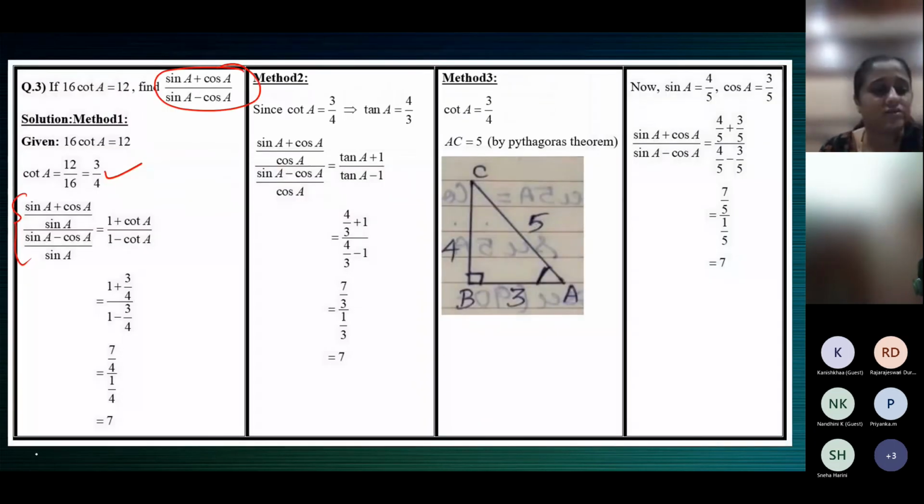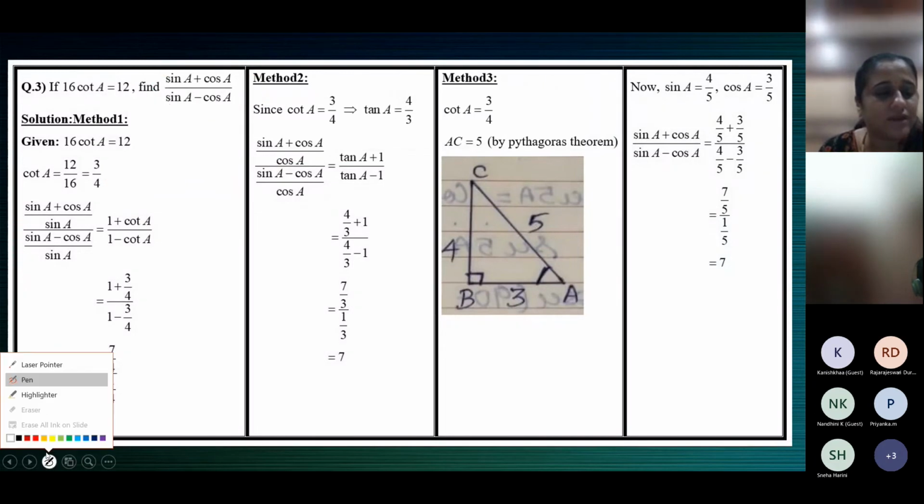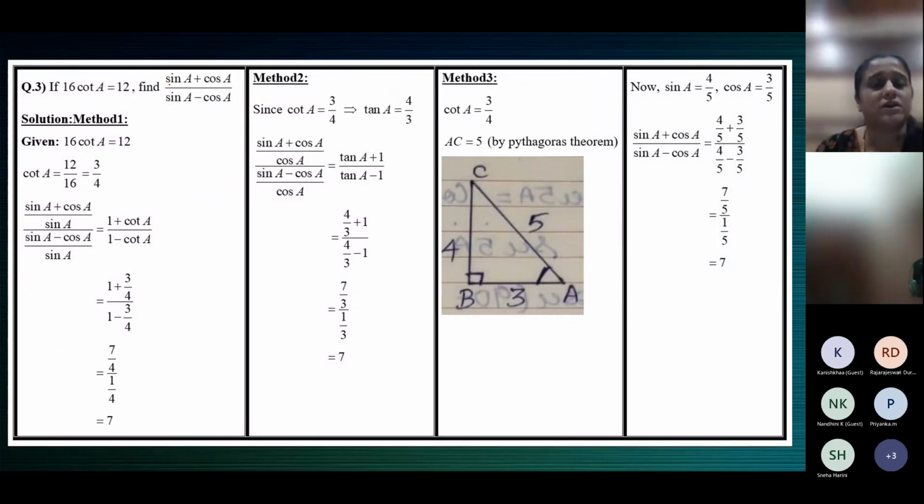Similarly, you take the expression to be evaluated and you divide the numerator and the denominator by sin A. So what will you get? What is sin A by sin A? 1. What is cos A by sin A? Cot A.